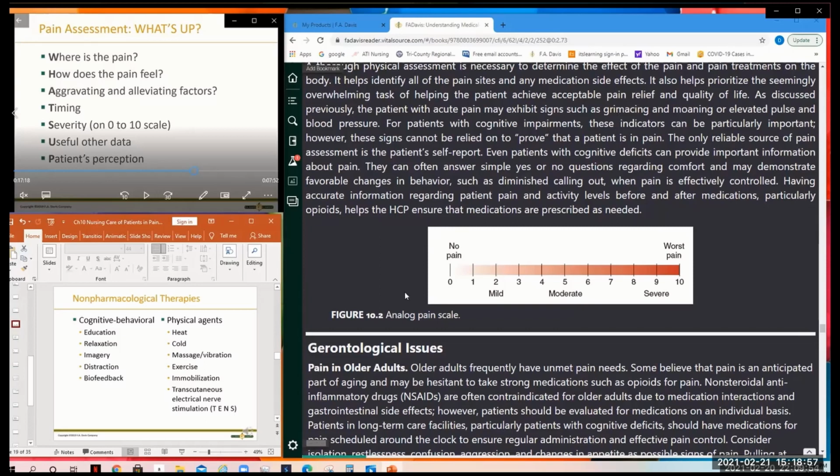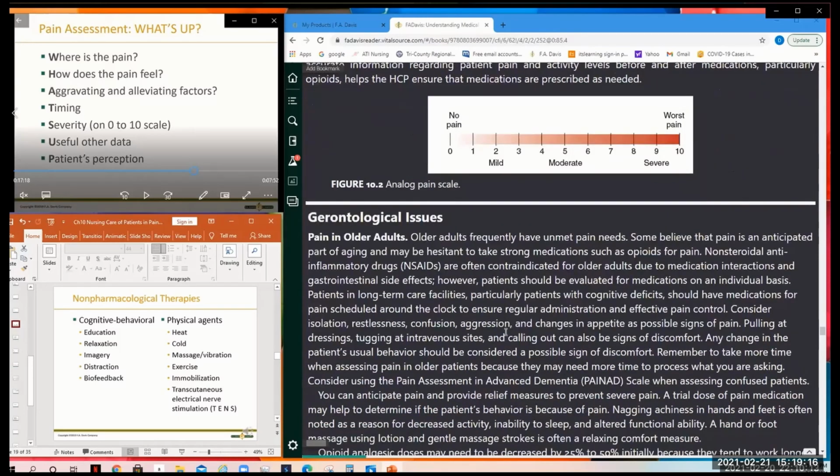And this Figure 10.2 shows the analog pain scale, with 0 being no pain, 2 is mild pain, 5 is moderate, 9 is severe, and 10 is the worst pain.